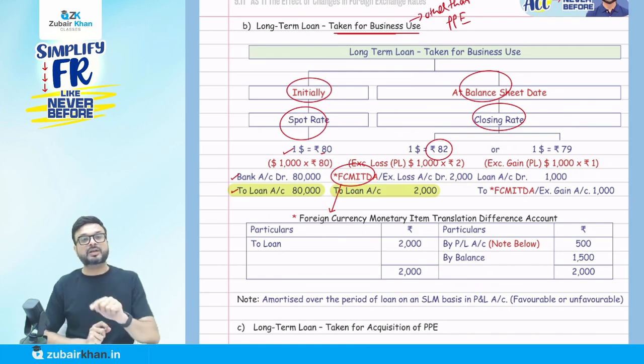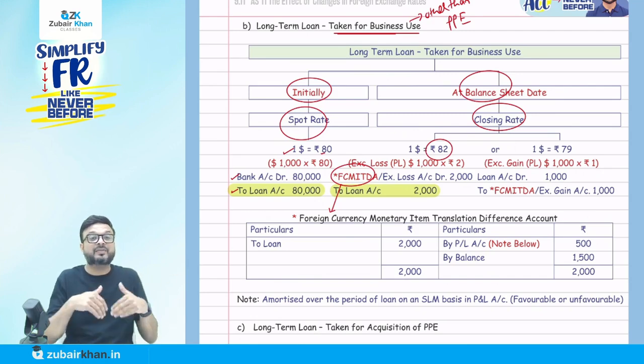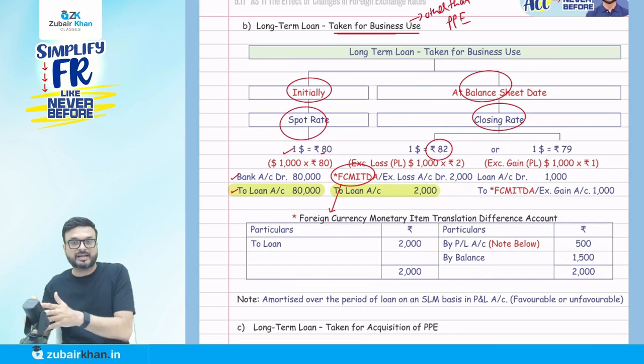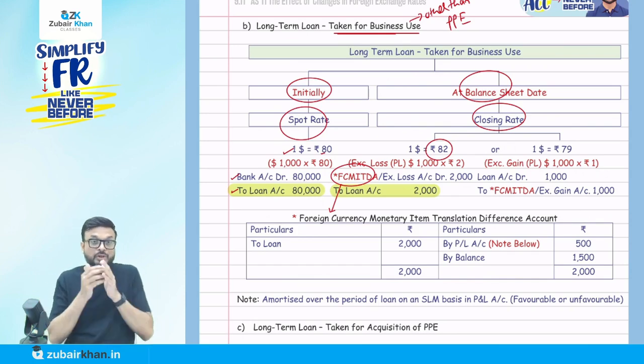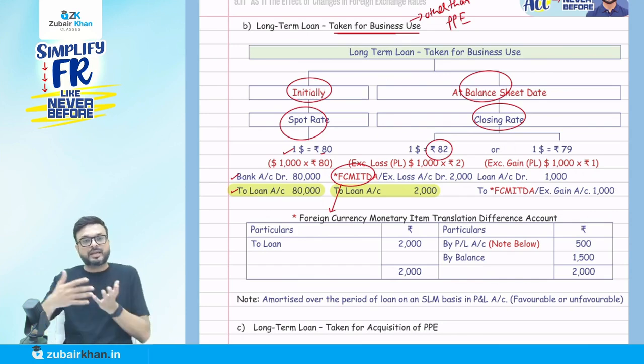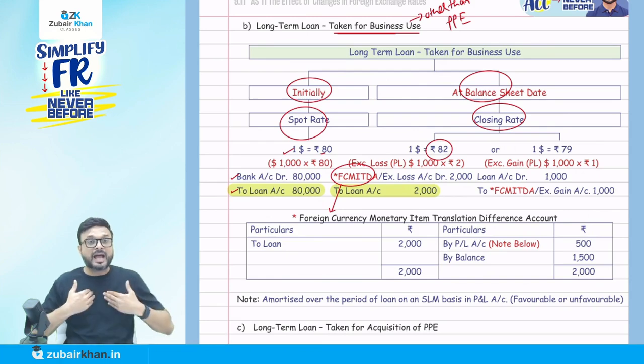But the question should come to your mind: why are they allowing us to take it to the P&L account, but have also given us the option to take it to the FCMITD account instead? If it is a debit balance, it will appear on the asset side. If a credit balance, it will appear on the liability side. So why are they giving us the option to record it in the balance sheet instead of the P&L account?